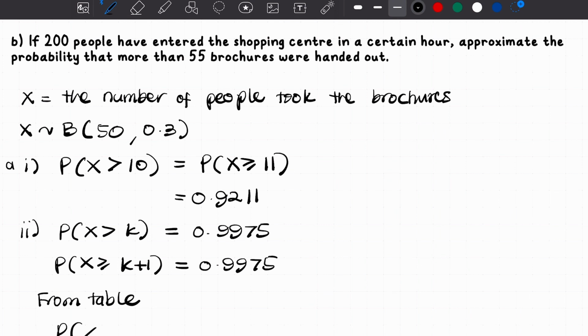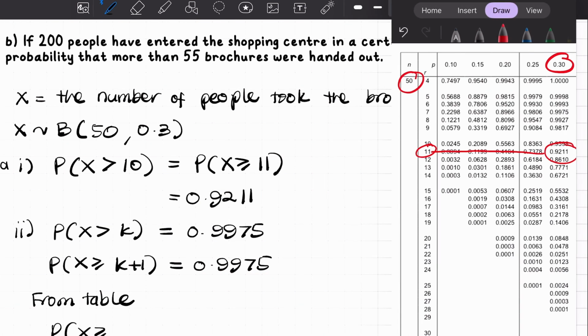What is the probability of 0.9975? So let us find where is the probability of 0.9975. We're going to get the value 7. We can write down as probability X greater than or equal to 7.